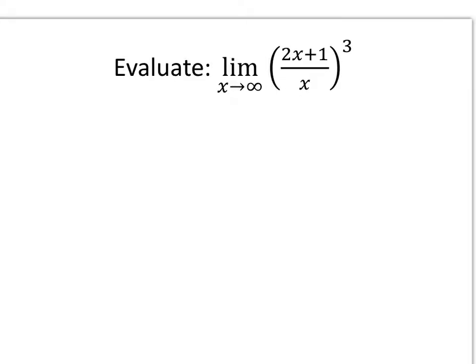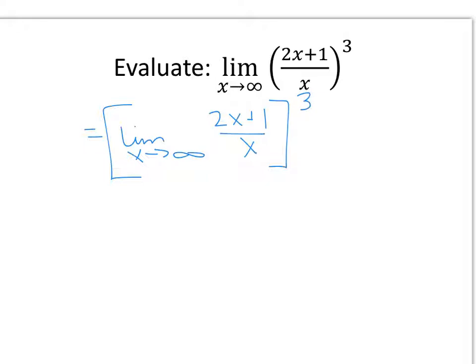All right, let's throw in a bit of review. Evaluate the limit as x approaches infinity of (2x plus 1 over x) to the third. So this is using a lot of techniques we've learned throughout chapter 2. The first thing I know with my limit laws is I can take the limit as x approaches infinity of 2x plus 1 divided by x, and whatever that is, I'm allowed to cube.